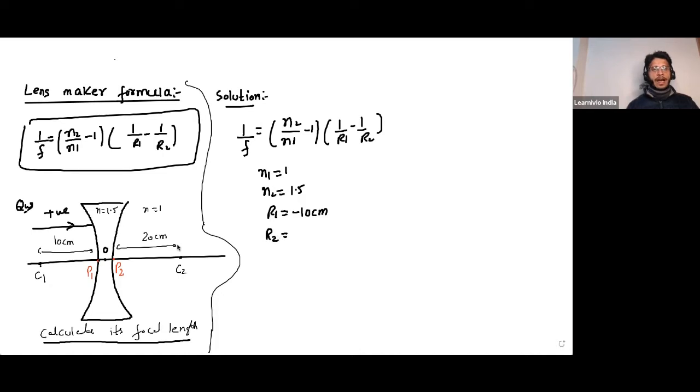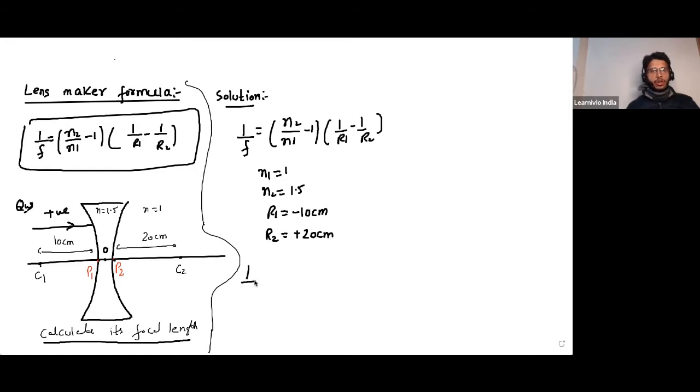Similarly, if I take R2, I'm moving from P2 to C2. Now tell me, are you moving in the direction of light or in the opposite direction? You are moving in the direction of light, so this has to be positive. This is plus 20 centimeter.